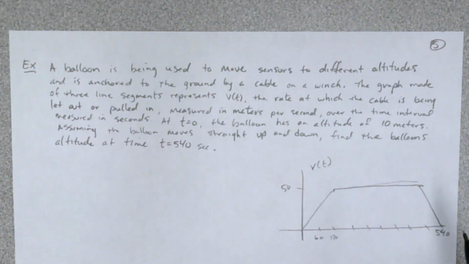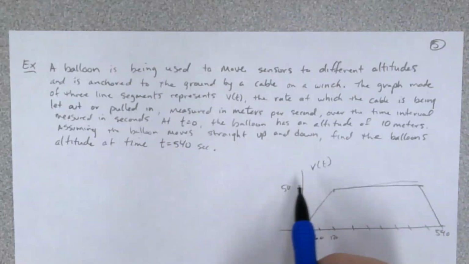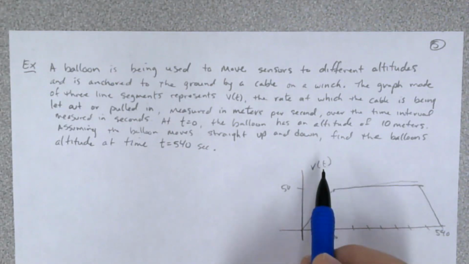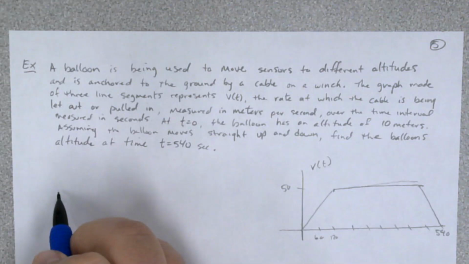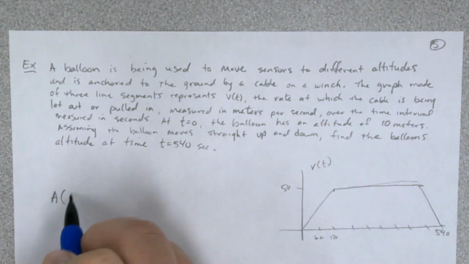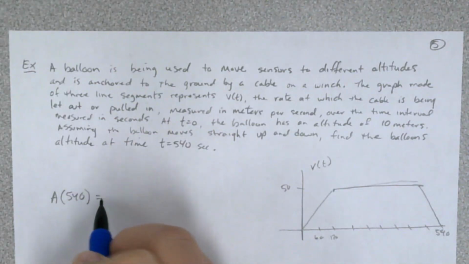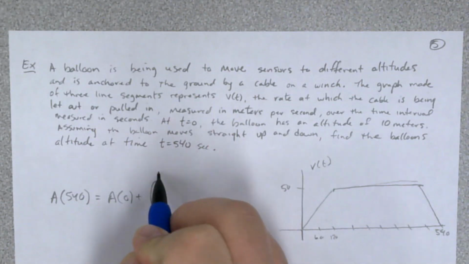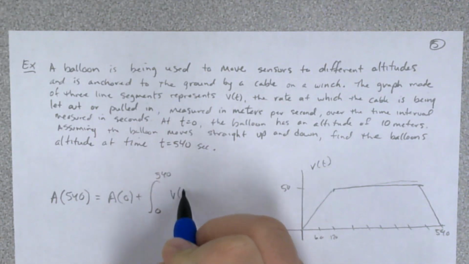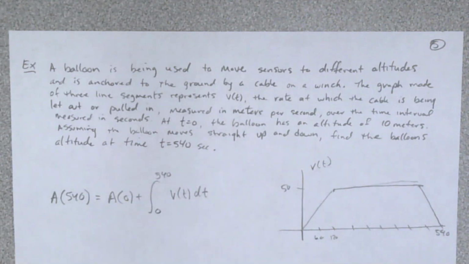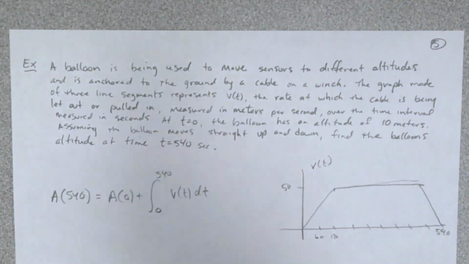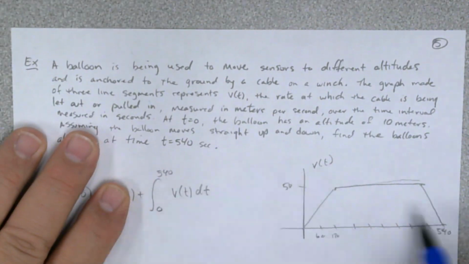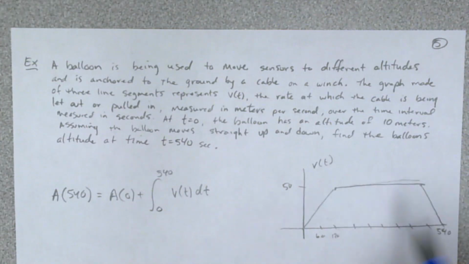Okay? So using our basic approach, I need a function, the antiderivative of that. So I'm going to use altitude, A. So what is the altitude at 540 seconds? Well, it is the altitude at the start plus the integral from 0 to 540 of v of t dt. I don't have v of t. How in the world am I supposed to do it? Well, that's what the picture is all about. I can consider this to be the area under the curve. So I just need to find the area of that over here.